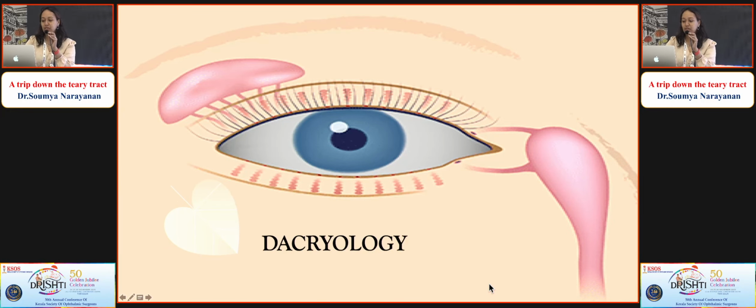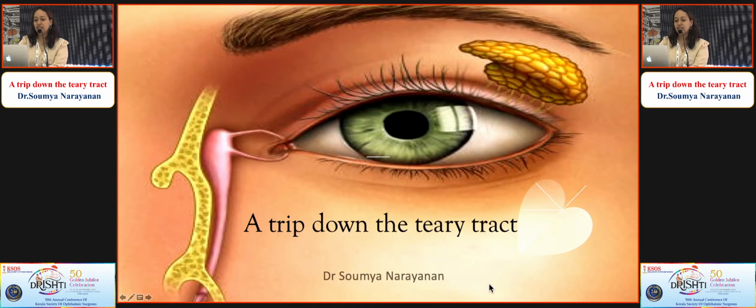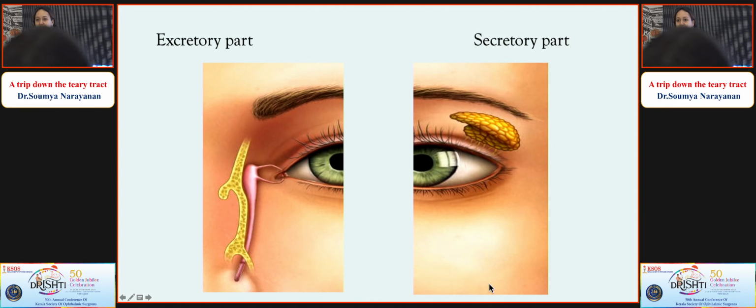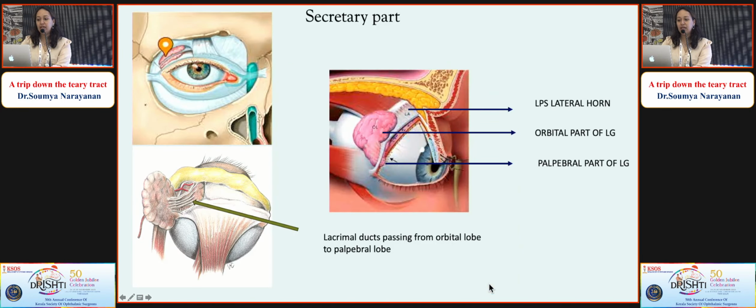A warm welcome to our IC on dacryology. My topic is a trip down the teary tract. So the lacrimal apparatus has a secretory part and an excretory part. The secretory part is mainly by the lacrimal gland, which has a larger orbital part and a smaller palpebral part, which is divided by the levator lateral horn. You can see here the lacrimal ducts are passing from the orbital lobe to the palpebral lobe.